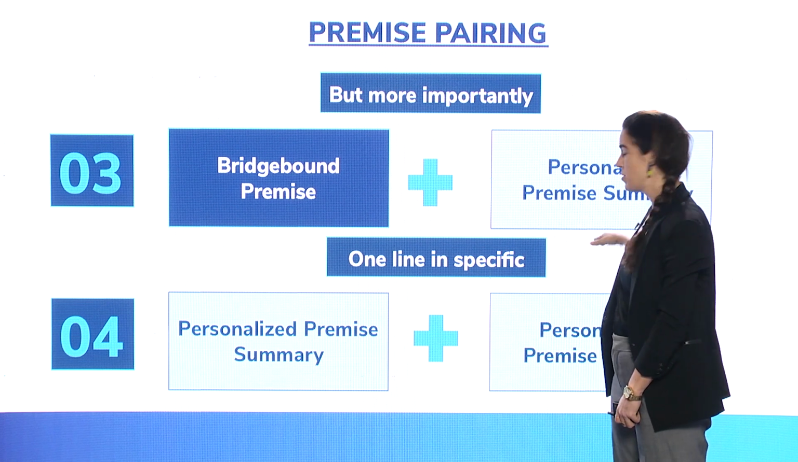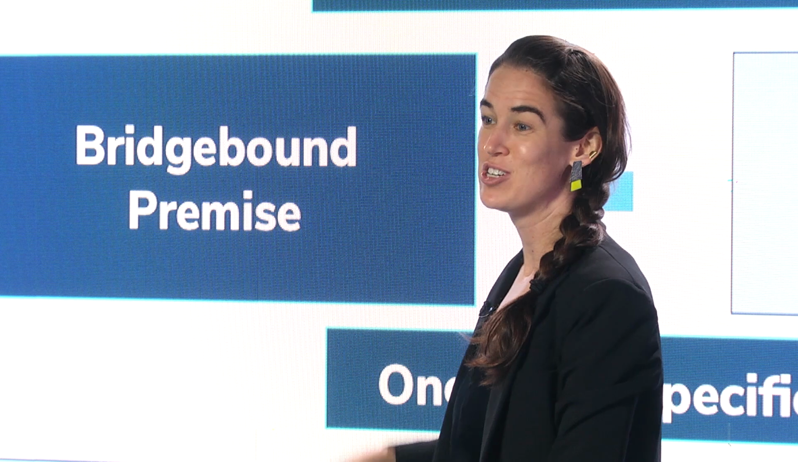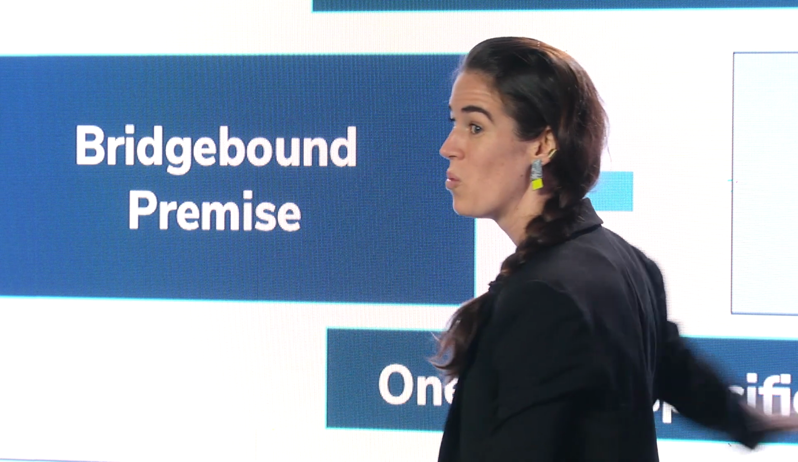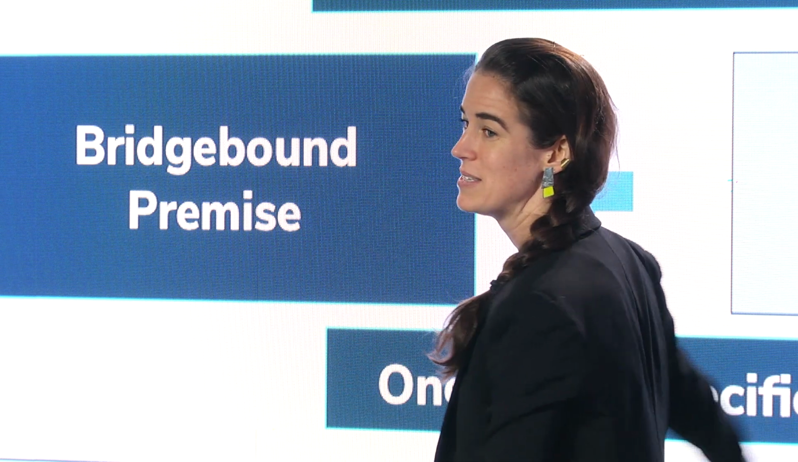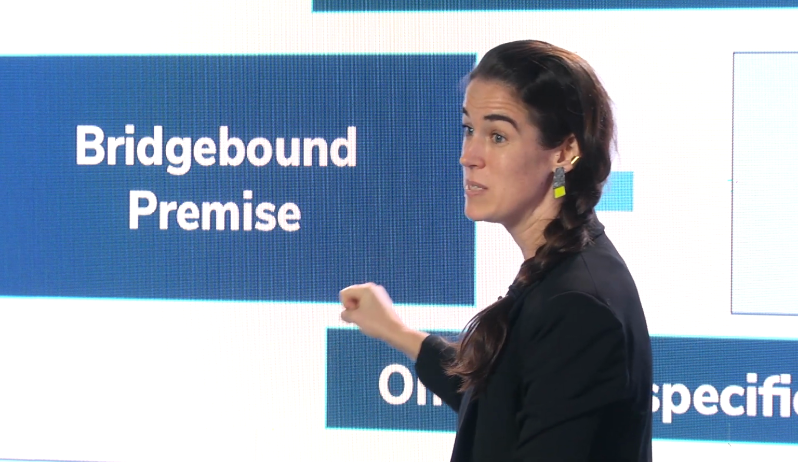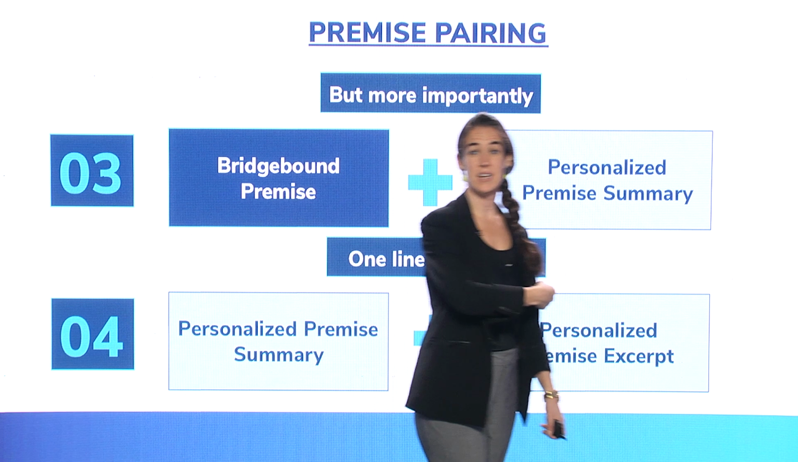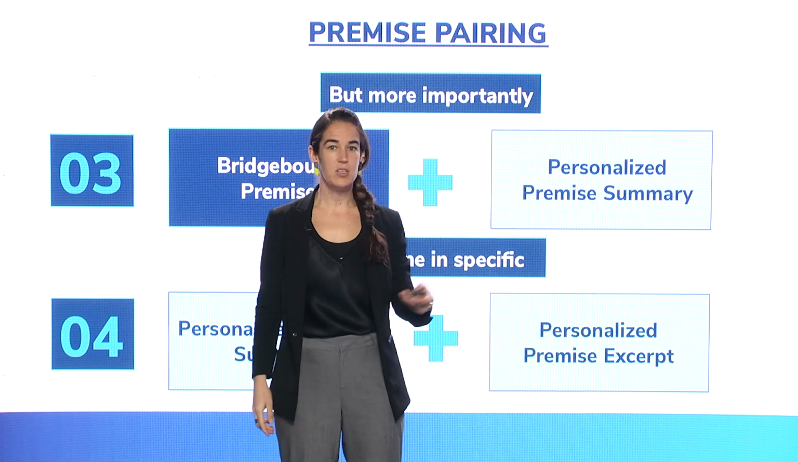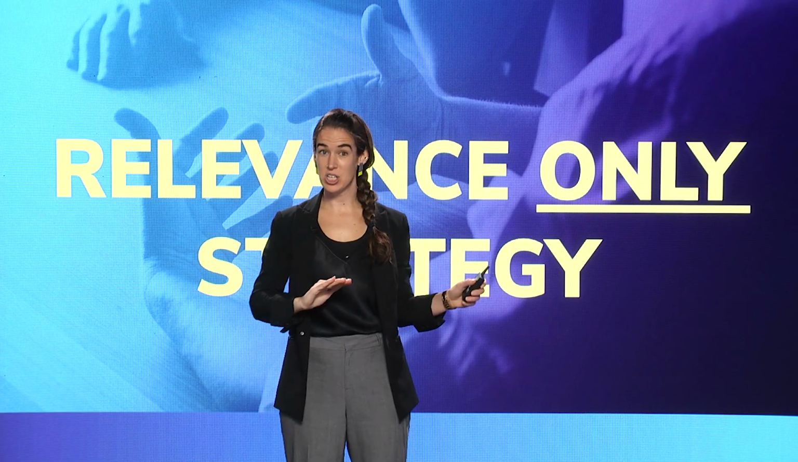And then personalized premise excerpt. So reason for my outreach is I saw you wrote this article. This is one-to-one only. You have no one-to-many premise. So it's, reason for my outreach is I saw you wrote this article. One line in specific that stood out to me was, it all comes down to scaling. So that is for personalization.